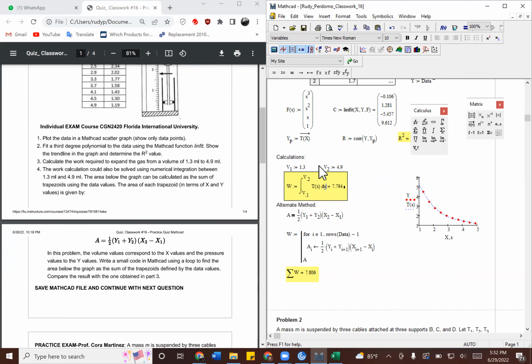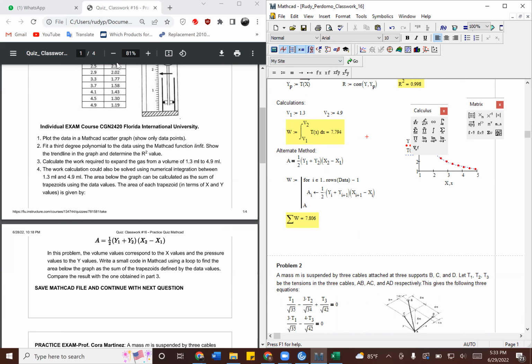If you don't want to define these here, you could just type them straight in here, 1.3, 4.9, but you might as well because you're taking the time to call it out anyway. And then the last one is dx. Equals 7. What did you get for that one? 7.794. Okay, perfect. All right, and then that's part 3.